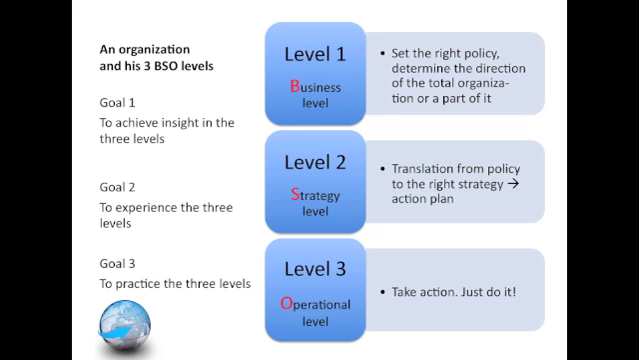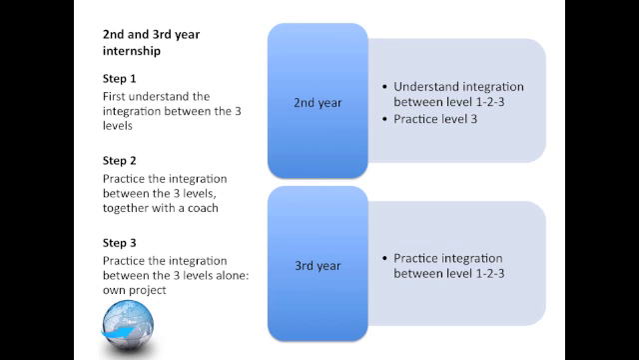An organization has 3 levels: business level, strategy level, operational level. Your goal is to achieve, to experience and to practice those levels. When you do that, you can lead a project, you can lead an organization. To become a 3-level specialist or a leader of a company and project, you use 3 steps.